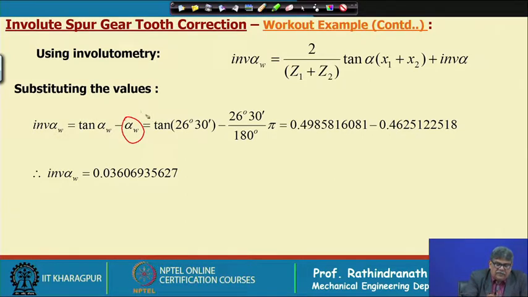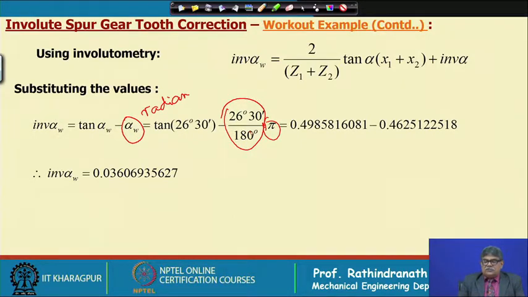keep in mind this alpha w is in radian, that we should keep in mind, we should not make a mistake. So, this can be calculated by this into pi. Okay. So, we get this value, and involute alpha w in this case is 0.0360693562. We should take the value up to at least 5 decimal places correctly.